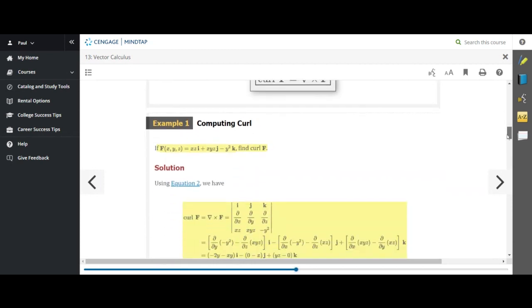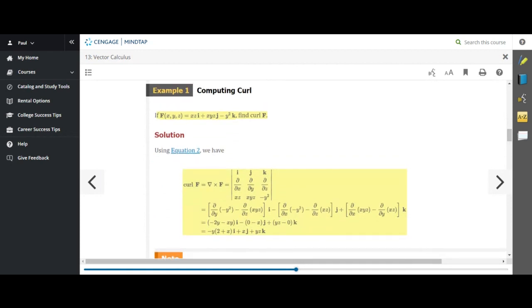They do an example here, example 1, where you have a vector field, and they want you to find the curl of the vector field. They set it up and get the curl, using the cross product of the del operator with the vector field itself. Are there any questions on that? All right, well, let's continue then.